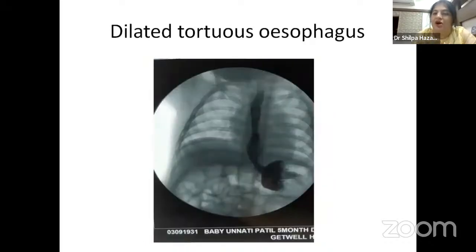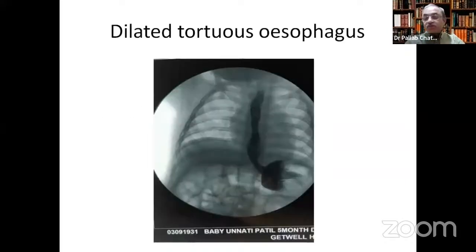She also had, this is a reverse film, that is why the esophagus is seen as black, but the esophagus is dilated and tortuous. So what is the meaning of dilated? If you see this kind of esophagus in the GR study, it means that the reflux is going on for a very long time, and that is the reason the esophagus is getting dilated and tortuous. So that just tells you that there is a significant reflux going on for a long time.